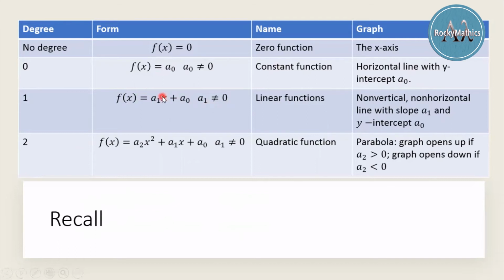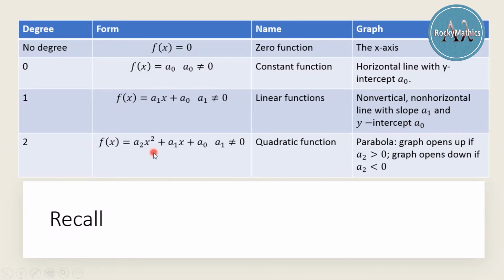Okay, so the degree of this, since the highest power of the exponent is 1, so we have the degree which is 1, and it is a linear function. Then the graph, you have to take note, it's a non-vertical, non-horizontal line with slope a sub 1 and y-intercept a sub 0. Okay, because this is of the form mx plus b, where our m is a sub 1 and our b is a sub 0. So the slope is a sub 1 and the y-intercept is a sub 0.